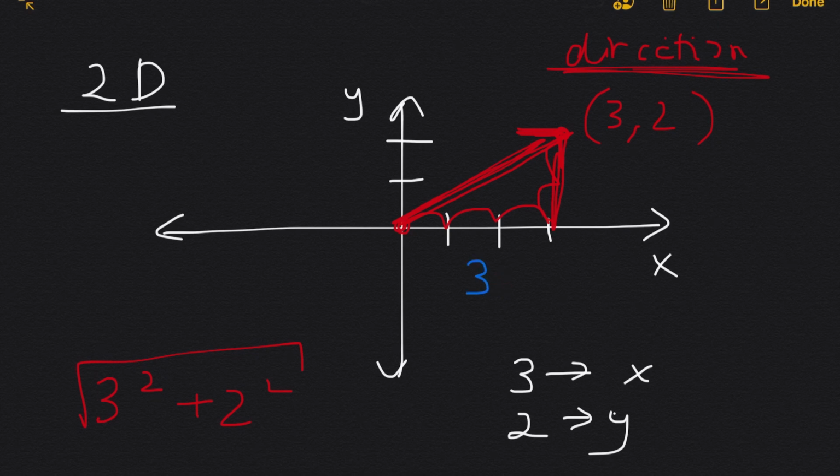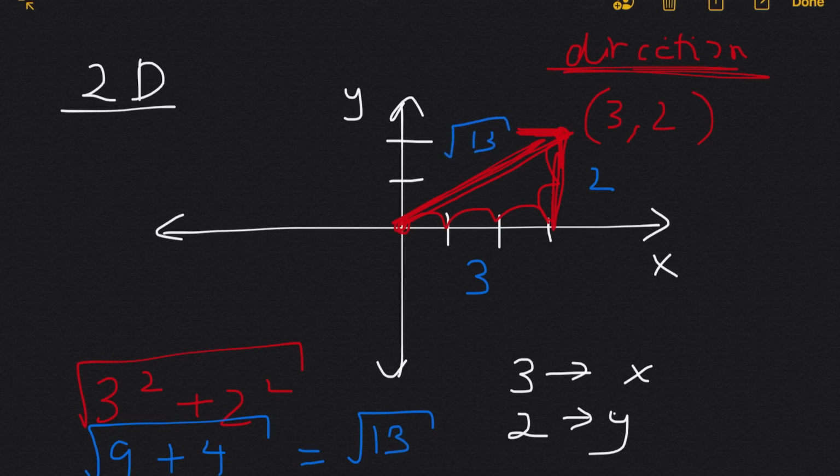Let me try to use a different color. That's 3, and that's 2. And that's the hypotenuse. So if you remember, a squared plus b squared is equal to the hypotenuse squared, or you can think of it in terms of the distance formula, whatever helps you understand this. So 3 squared plus 2 squared, that's 9 plus 4, and that's the square root of 13. That's the magnitude. So the magnitude is the square root of 13, the direction is 3, 2.